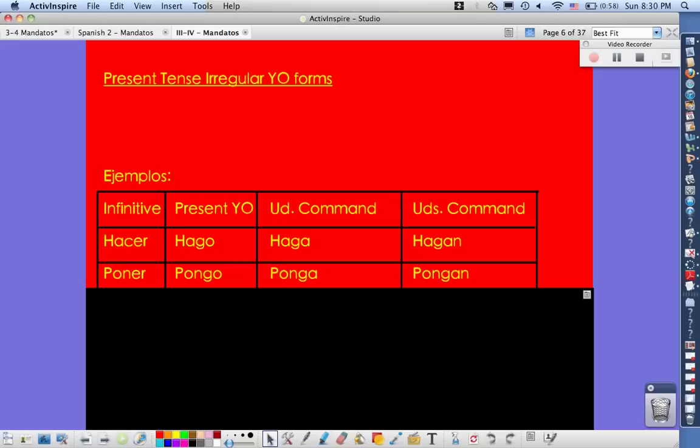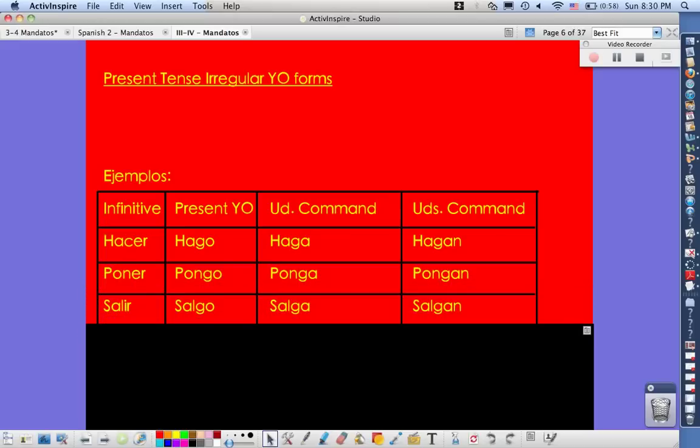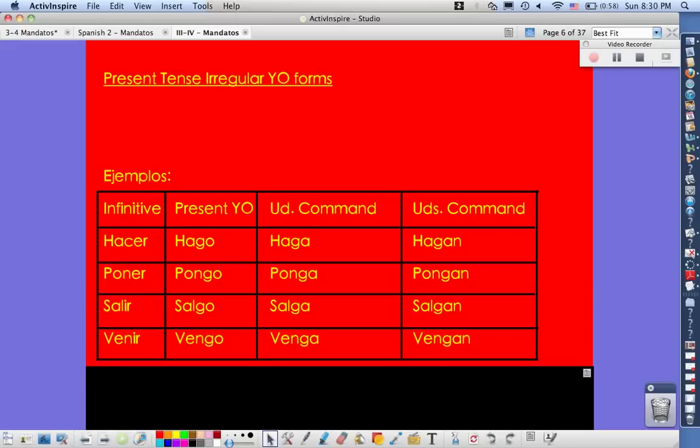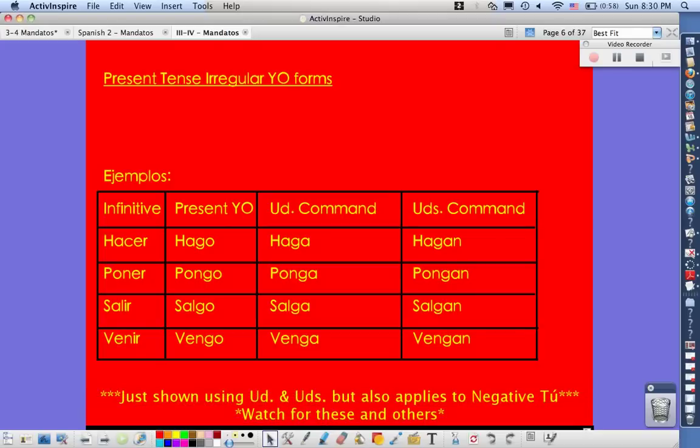Poner, changing to pongo, gives you ponga, pongan. Salir would be another irregular yo. Venir as well, changing to salga, salgan, venga, vengan. Have to watch for some of those yo-go verbs that are irregular in the yo form. Again, you do need to watch for usted and ustedes, but it'll also apply to the negative tú form as well. And these are just a few. There are, of course, many others. Watch out for all of them.